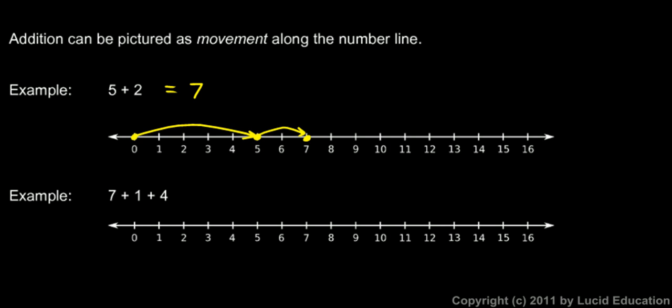This other example, 7 plus 1 plus 4. Again, we start at 0. We move 7 to the right. That puts us here at the 7. We move 1 more to the right. That puts us at the 8. And then we move 4 more to the right, and that puts us at the 12. So we can see on the number line that 7 plus 1 plus 4 is equal to 12.